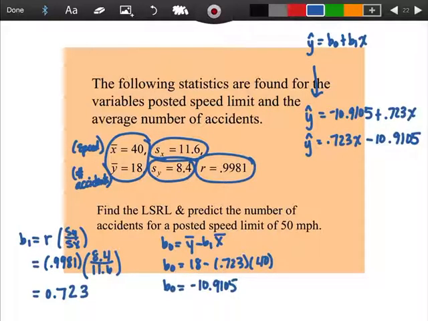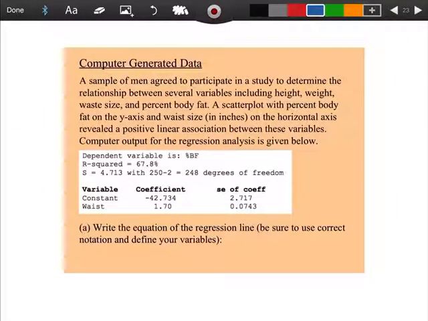We certainly can rewrite this as 0.723x minus 10.9105. Or if we don't want to have to define x and y, we could write this in terms of the variables: accidents hat equals 0.723 times speed minus 10.9105. We can use that equation to find the predicted number of accidents at any speed. All we have to do is plug in the speed.